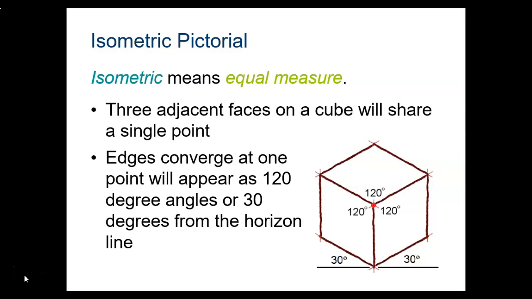Isometric means equal measure. Three adjacent faces on a cube will share a single point, as shown here. Edges that converge at one point will appear as 120 degree angles, or 30 degrees from the horizon line. So from the horizon line up here, that's 30 degrees, and then each of these angles right here is 120 degrees.